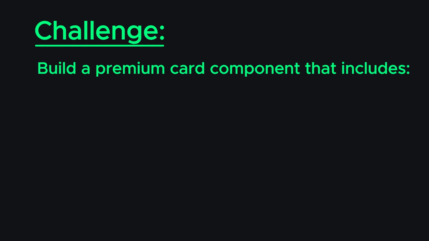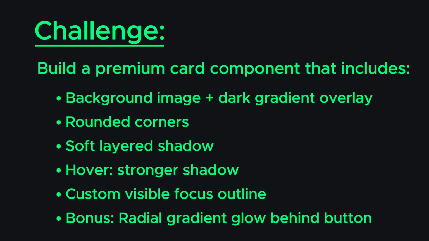Now here's your challenge. Build a premium card component. Add a background image with a dark gradient overlay. Round the corners, add a soft layered shadow. On hover, increase the depth slightly, and create a visible custom focus outline for accessibility. Bonus, add a radial gradient glow behind a button. If you can build that cleanly, you're not a beginner anymore.